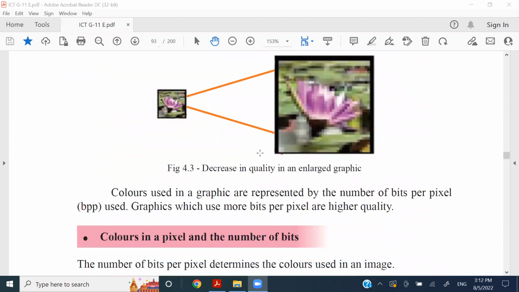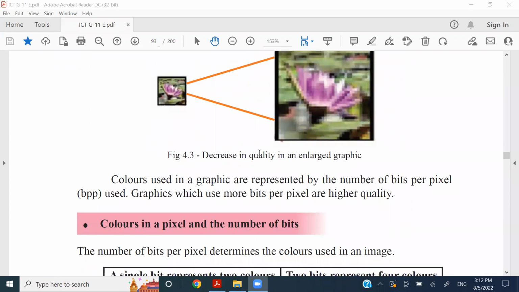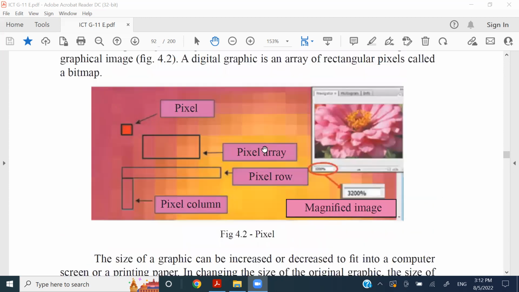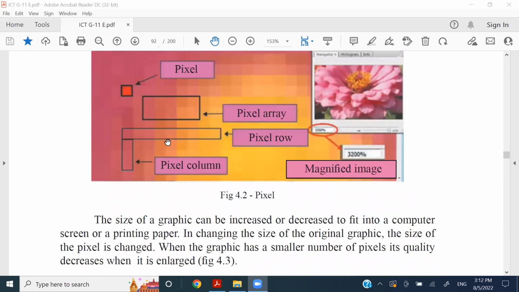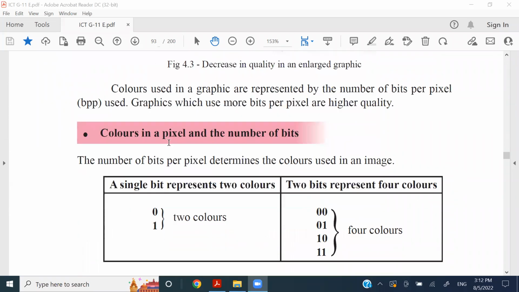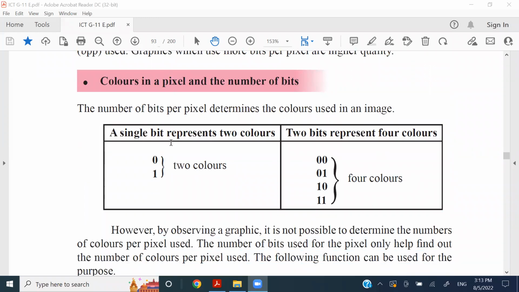When it comes to the size or capacity of a pixel, the colors used in a graphic are represented by the number of bits per pixel. So this small square is called a pixel, and the number of colors that can be used inside that pixel defines how colorful your picture is going to be. If a pixel has just one bit, it can represent two colors, as it shows here. Zero indicates one color, and one indicates another color.